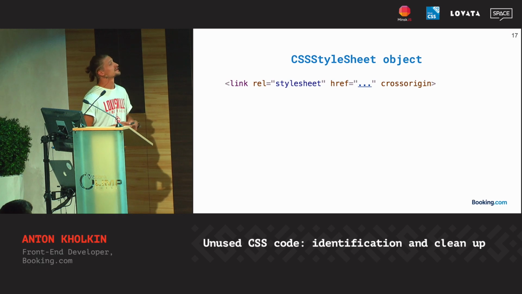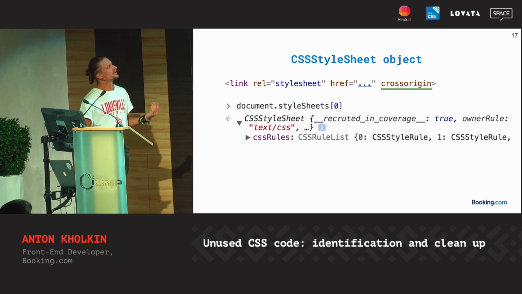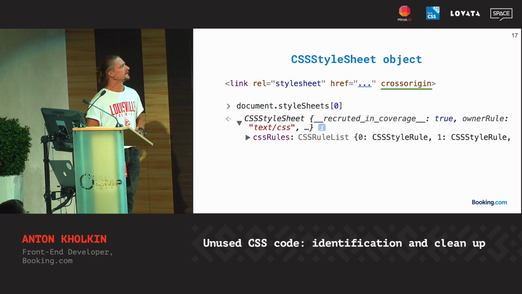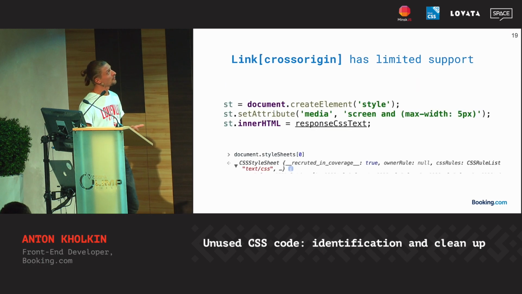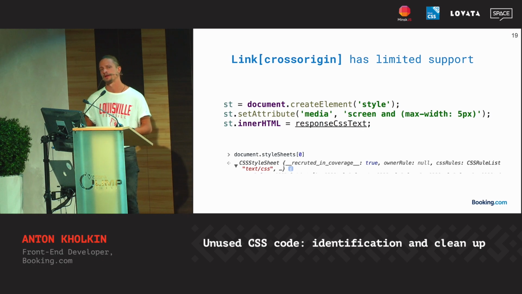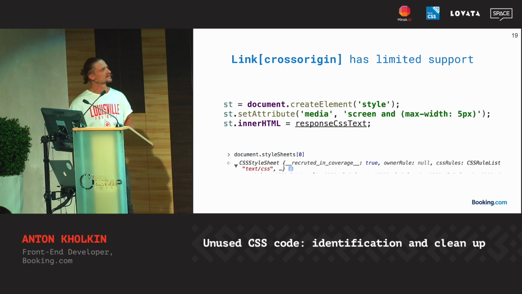There is a workaround for that. It's a crossorigin attribute which can solve this problem, right? So putting it here, now we have the CSS rules. And if we expand them, we can even have access to the selector of the rule, which is actually what we wanted. However, the crossorigin attribute is not widely supported, and there are also some issues with proxy servers, which might cut off the headers which are needed for CORS restriction here, and your users can even get no style sheet at all.